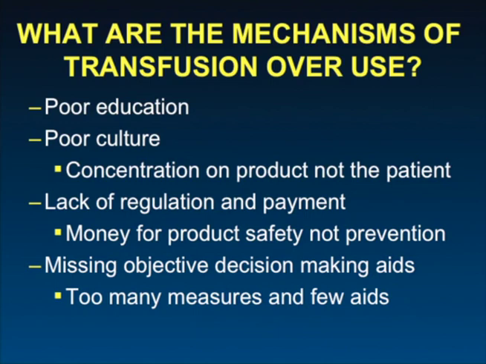So what are the mechanisms of transfusion overuse? Well, there's poor education. There's a poor culture. We concentrate on the product and not on the patient's needs. There's a lack of regulation and payment. There's a lot of money for product safety, but nothing for prevention. Missing objective decision-making aids. Again, we have a lot of measures out there, but few aids for clinicians.